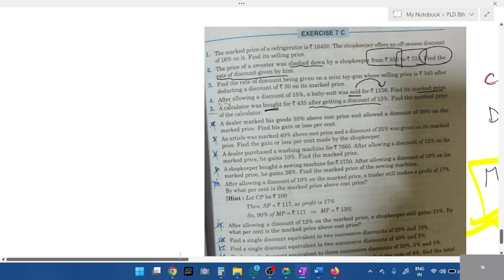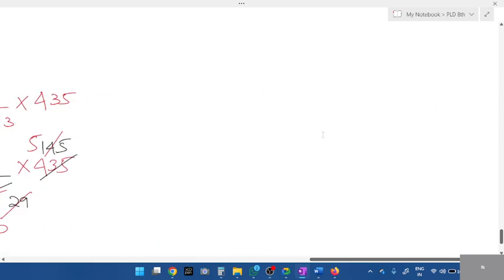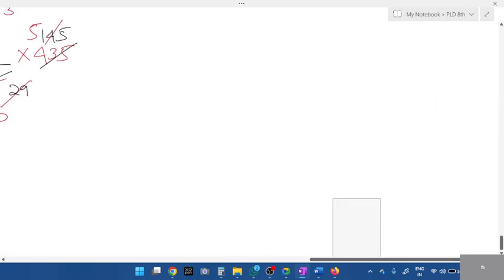Area and perimeter. 10 minutes left. In this 10 minutes, we'll just quickly go through the area perimeter formulas, all the area perimeter formulas, in 10 minutes.